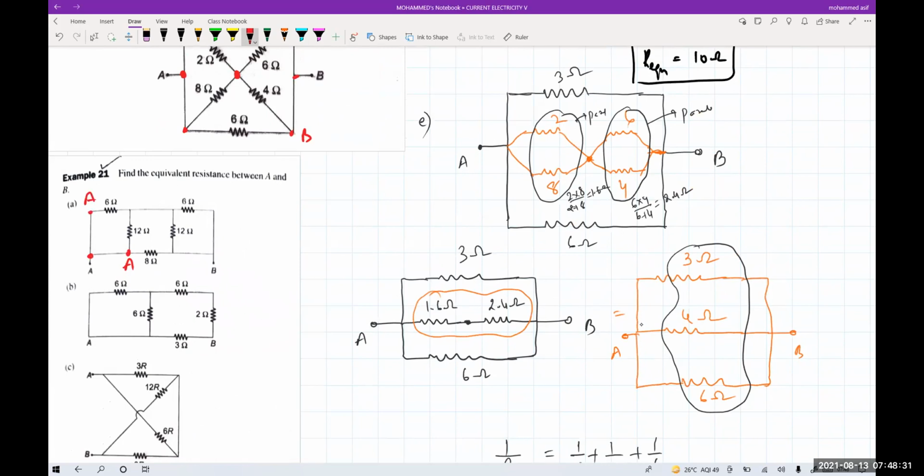If this is your point A, I don't know the naming for this one, so I'm giving it some X. So this will also become X. If this is your B, this one is also your B. Any doubt? Is that clear?